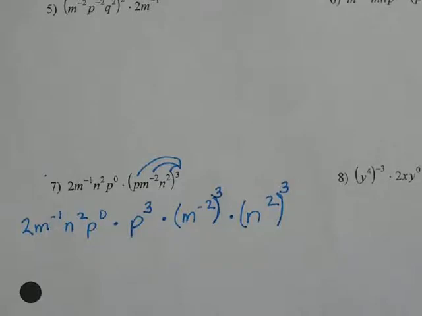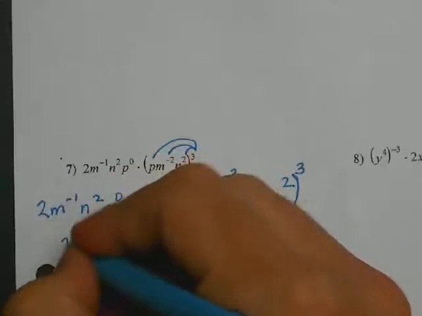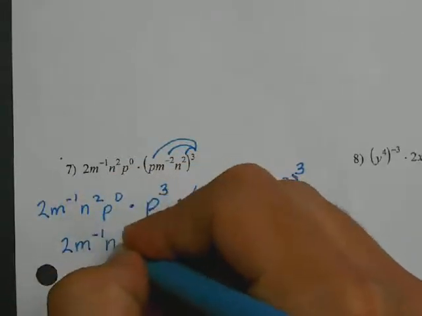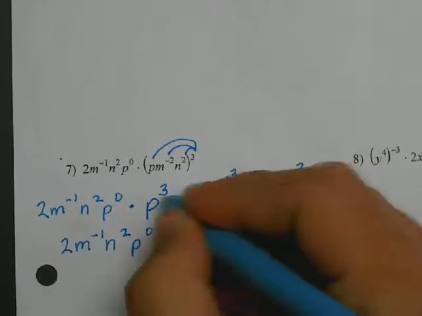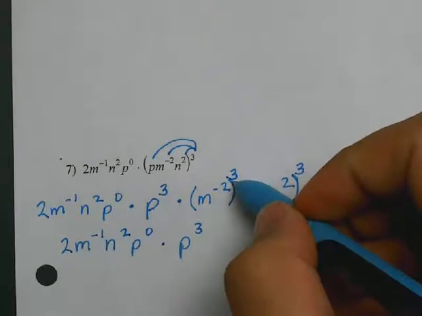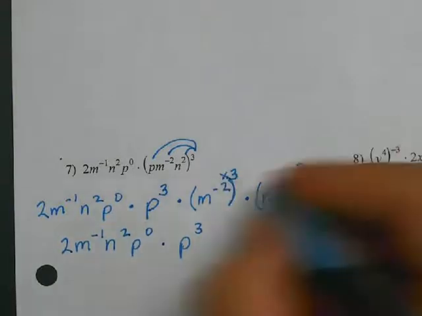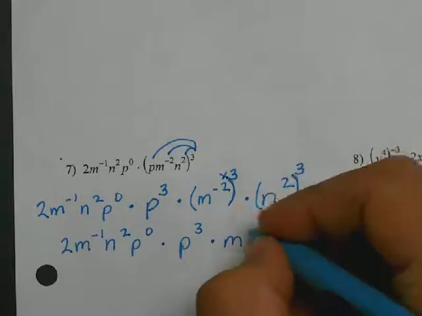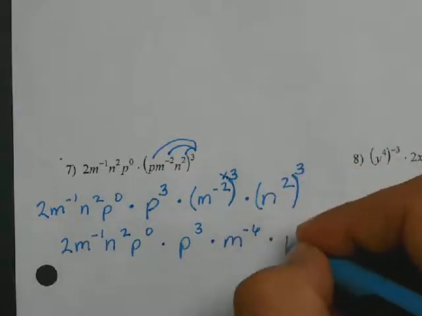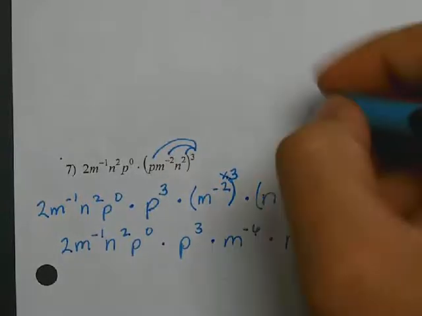Okay, so now we keep going. My next line would be 2m to the negative 1, n to the 2nd, p to the 0, times p cubed, which stays the same, that's simplest form. But this is a power of a power, so remember you multiply the exponents. So times m to the negative 6th power, and then times n to the 6th power, because you multiply these two numbers.